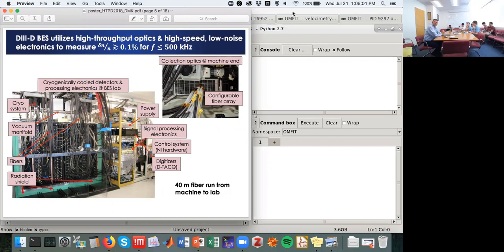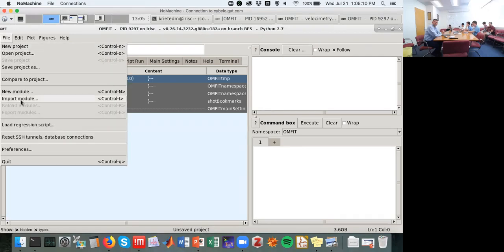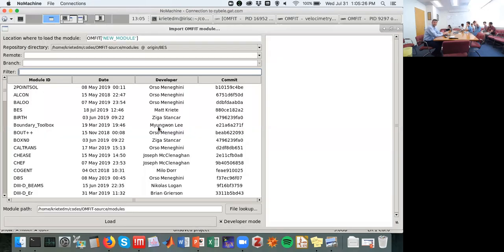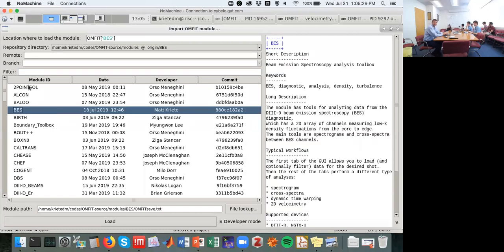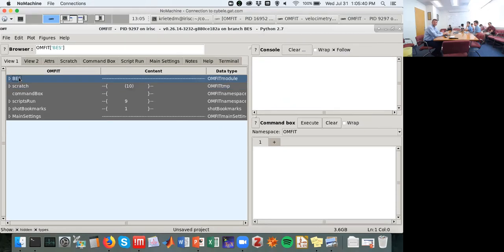All right, so with that background out of the way, let's get into how the BES module in OMFIT works. So I just launched a fresh OMFIT session. Go ahead and import the BES module. There we go. All right, BES is nice, and it's nice that it begins with B. It's always near the top. And just double click on BES to open up the GUI.